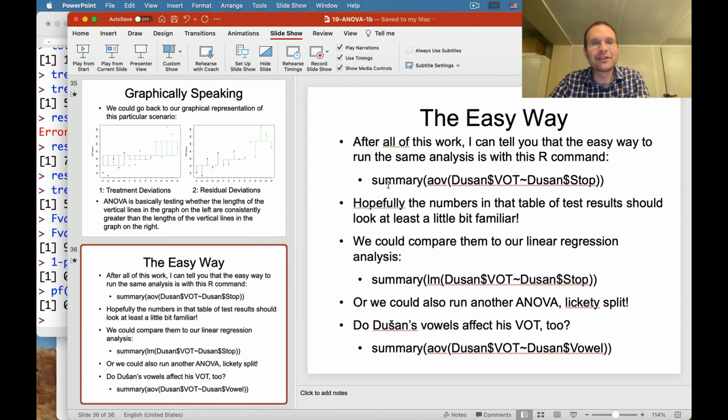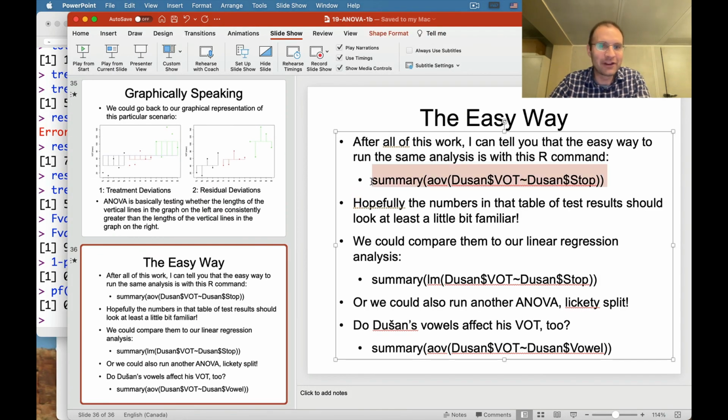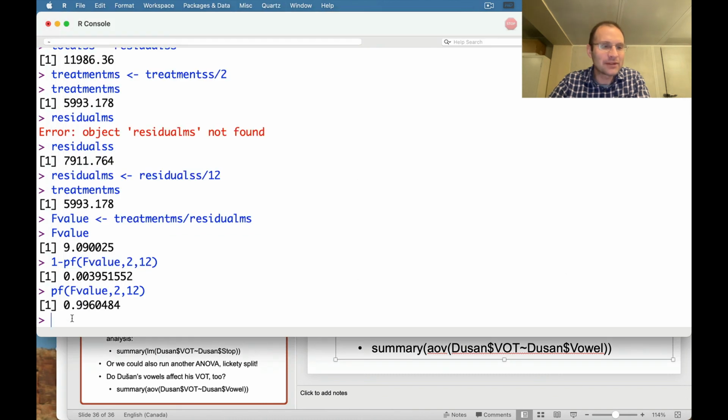After all this math, all this work, all these graphical depictions of everything, you can run the same test by using this command. So this is showing you a model. We're looking at the dependent measure of VOT and the independent factor of stop. And we're seeing, does VOT depend on stop? And instead of using a linear model, an LM command in R, I'm going to use the AOV command, which is analysis of variance. It's a shame that I didn't say ANOVA, but what are you going to do? It's AOV instead. And this is just going to say, give me a summary of what this model tells us.